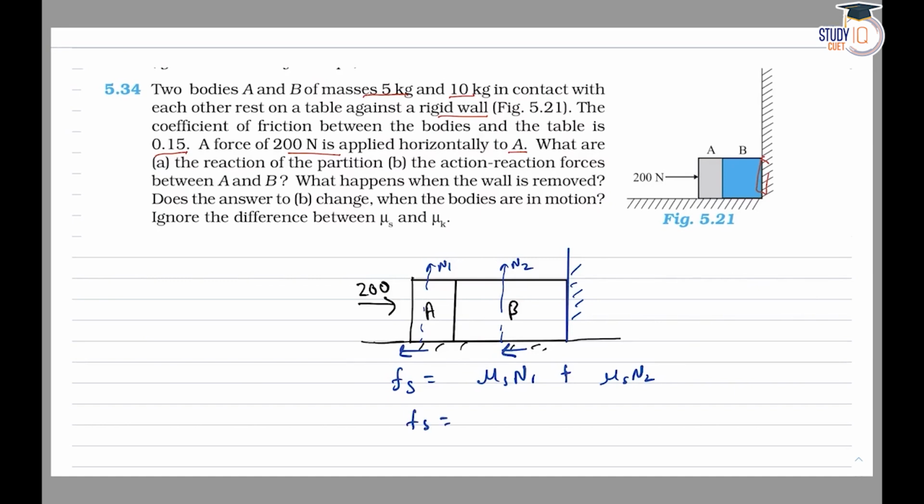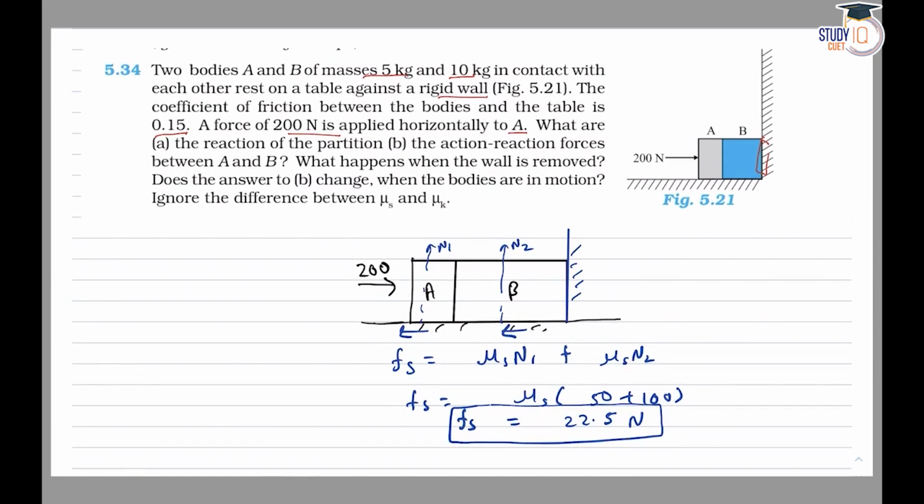So the net frictional force comes out to be mu s common, into N1 plus N2, and N1 plus N2 comes out to be 50 plus 100. Putting the value of mu s equal to 0.15, we have the net frictional force equal to 22.5 Newton in the left direction. So the frictional force comes out to be 22.5 Newton in the left direction.